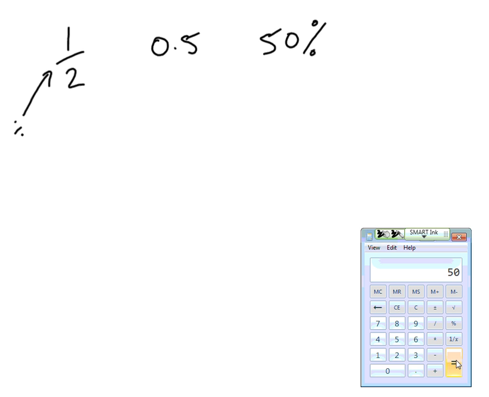If we want to get 3/4 as a decimal, we use that middle line as our divide. So we can put in our calculator 3 divided by 4, which gives us 0.75. To change this into a percentage, we times it by 100. This gives us 75%.